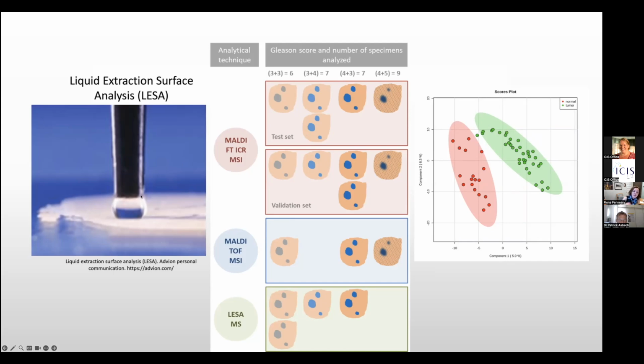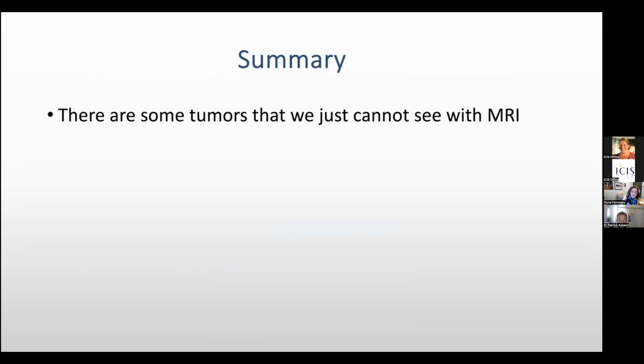So again, if a patient is undergoing focal therapy, potentially something like spectroscopy, where you identify a couple of cells from the area that you're treating, will tell you where the tumor begins and where the tumor ends. So this is the sort of thing that's on the horizon to help with defining borders, specifically for focal therapy. So in summary, there are some tumors that we just cannot see with MRI.